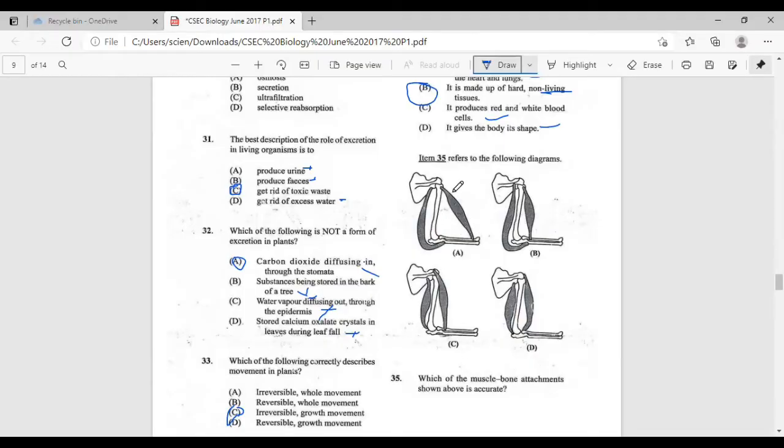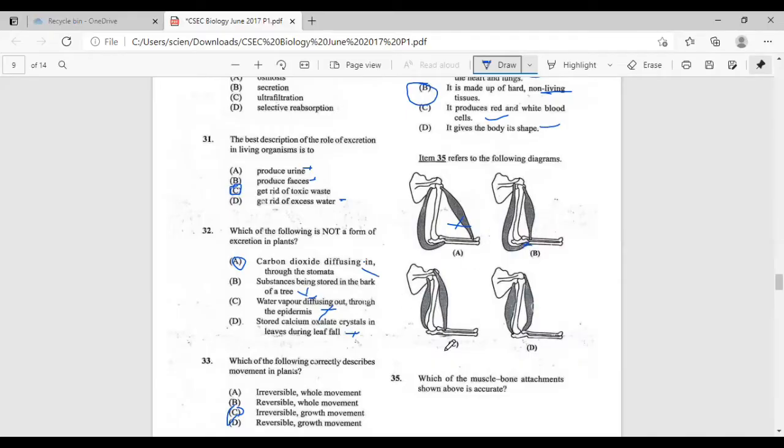So we have A, that is definitely out of it. Our muscle doesn't attach that far on the bone. B doesn't look too bad, but I would get rid of B because look at this attachment here. The muscle doesn't attach that far.